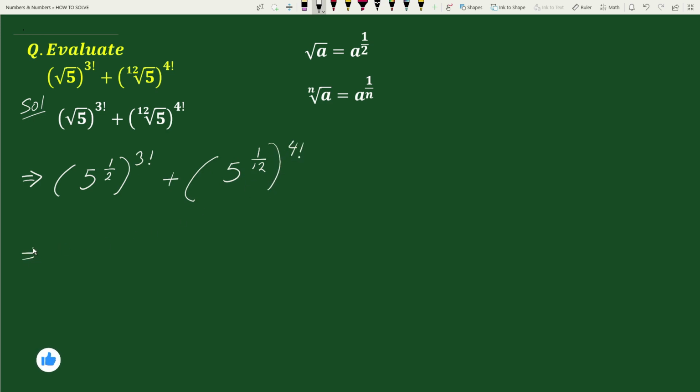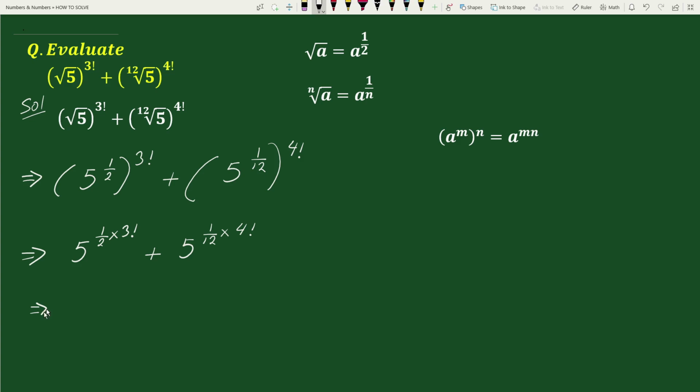This equals, using the exponential rule, (a to the power m) whole to the power n equals a to the power mn. We can write this as 5 to the power 1 by 2 times 3 factorial plus 5 to the power 1 by 12 times 4 factorial.